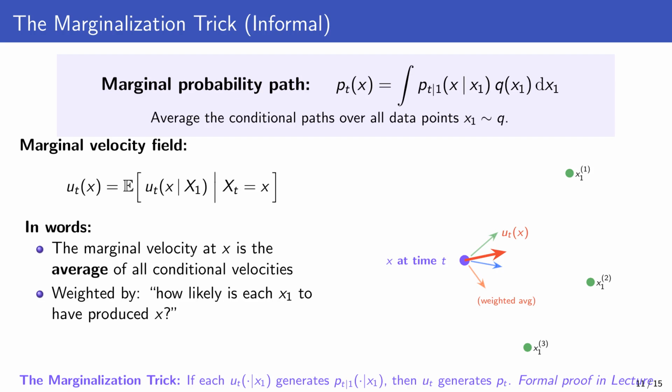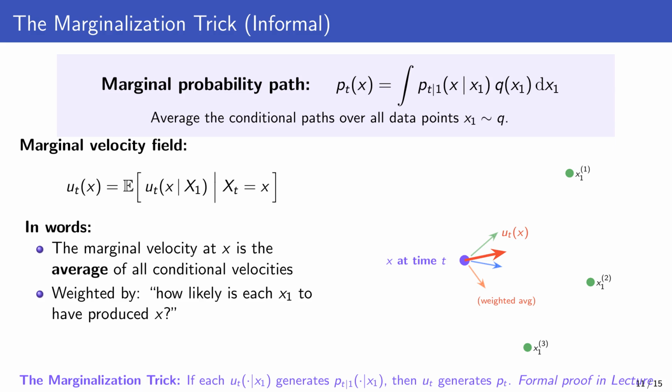This is the marginalization trick, the conceptual heart of flow matching. Today I will state it informally. The rigorous version comes in Lecture 4. The marginal probability path, pt of x, is obtained by averaging the conditional paths over all data points. The formula says, integrate pt given x1 times q of x1 over all x1. In words, take the conditional path for each possible data point, weight it by how likely that data point is under q, and add them up.